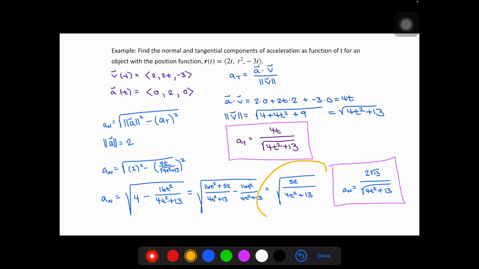And you can just leave your answer like that. That's perfectly fine. I guess if you want to simplify it further, you can. 52 is the same as 4 times 13. So you could write that as 2 root 13 over root 4t squared plus 13, but it doesn't matter how you write it. And so now I have a different function, and this is a function that describes how the direction of the object is changing with time.